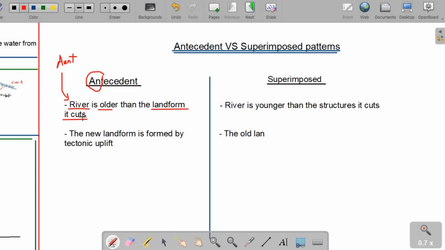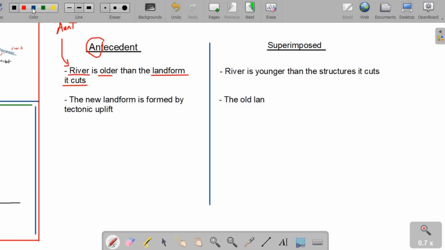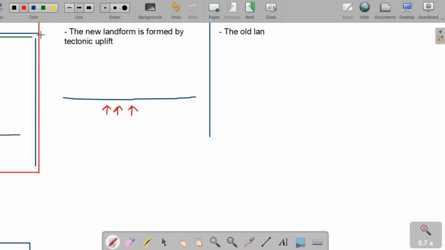So that means the landform is young. How can that be possible? Well, we say that land is new. Let's say you have this particular piece of land, and then due to tectonic shift or isostatic uplift, you have formed this land. Now this hill was not there before, but it is here now. So this means that this is new land, right? This is new, guys. It was not there before, but it is here now, right?